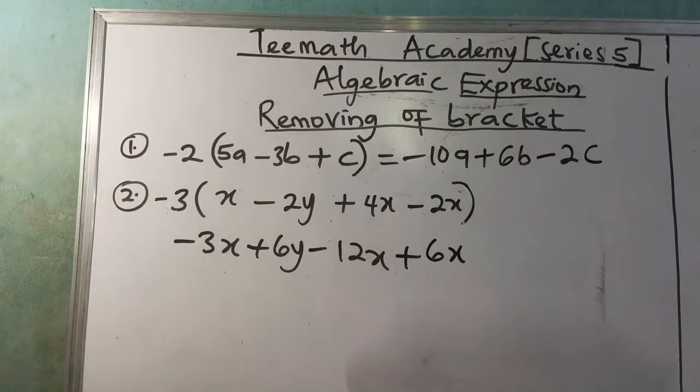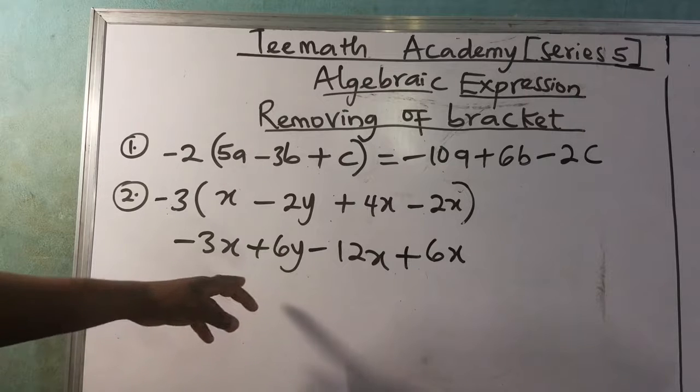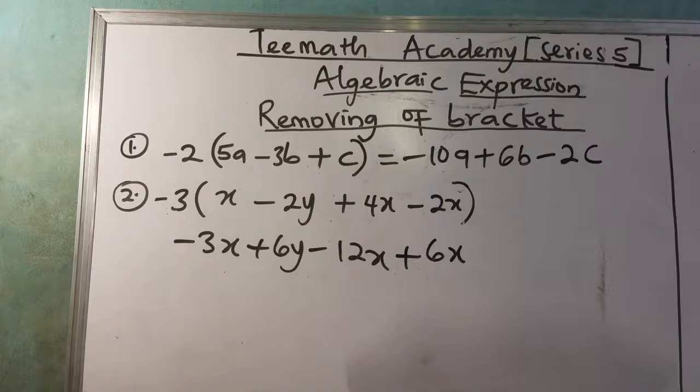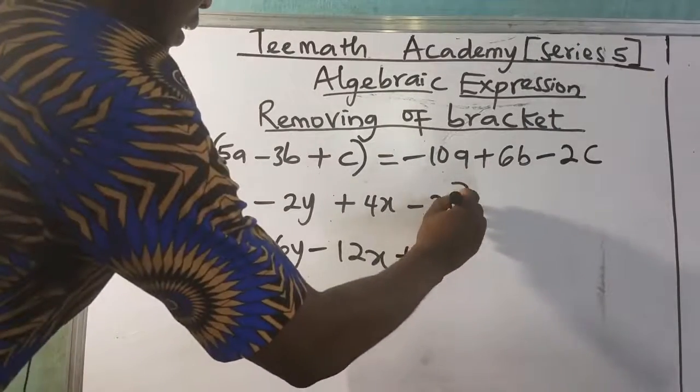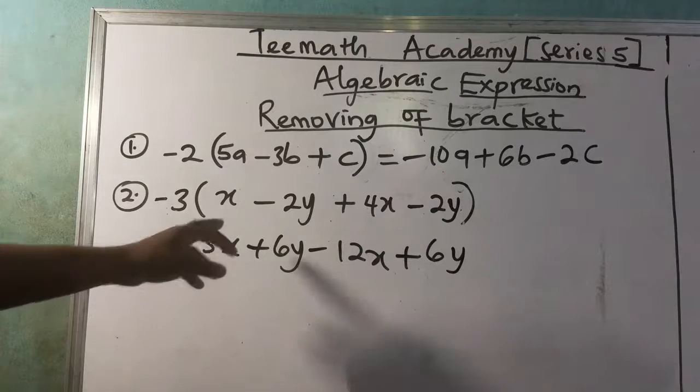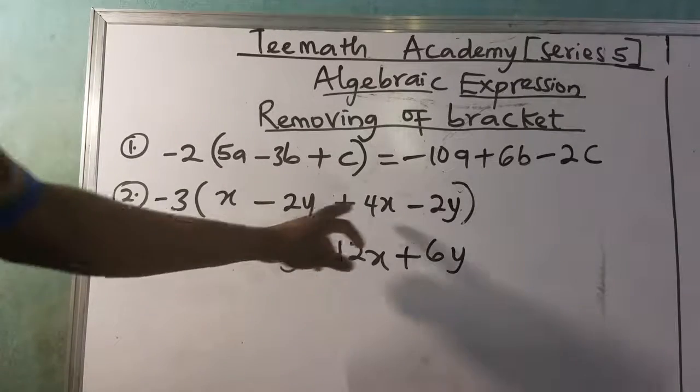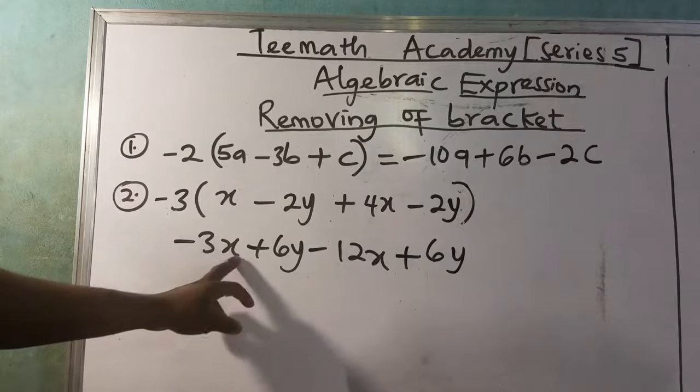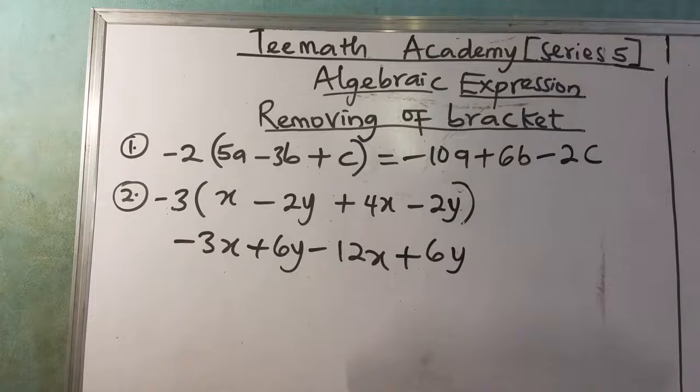Now what do you observe here? Sorry please, I want to make this one to be y. It's a mistake, so this one will be y. So you observe here that we have like terms. We have x here, bring them together.